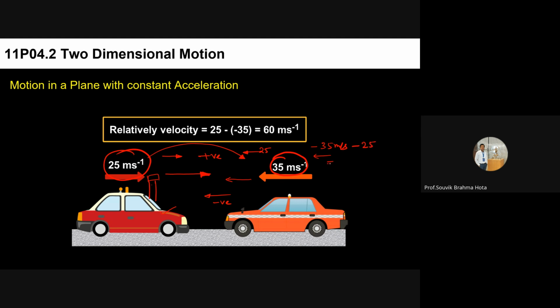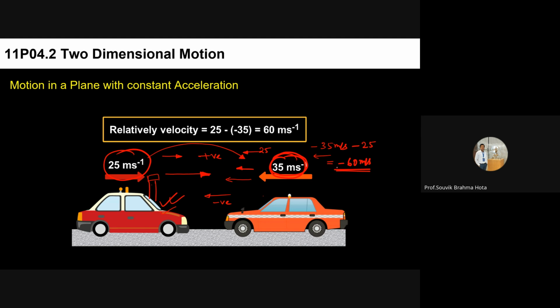So the relative velocity you feel while sitting on this red taxi will be minus 60 meter per second. Why is it minus? Because you are considering this 35 to be in this direction, and when this 25 gets donated to the orange taxi, it changes the direction, as I told you. So minus 35 minus 25 is minus 60.